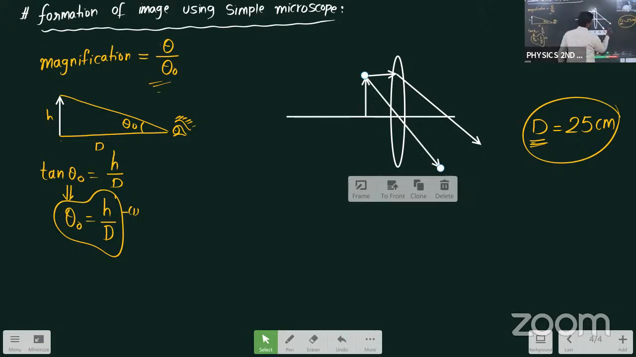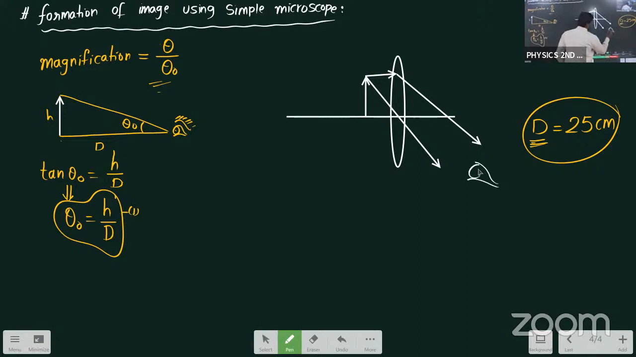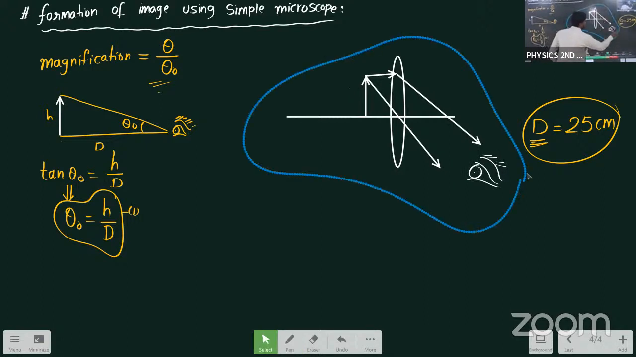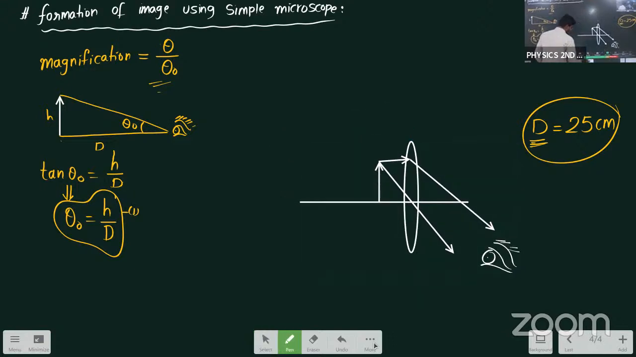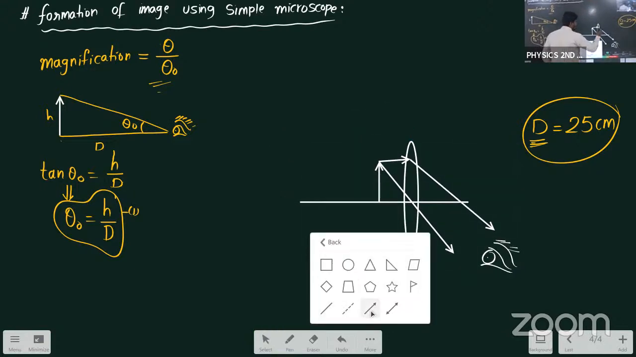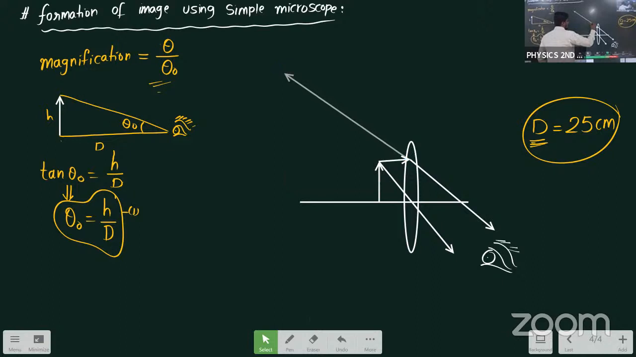Now I am trying to see the image. What will I observe? I will observe that the light is coming from somewhere here. Let me move this diagram. If I try to see the image, I will observe that the light rays are coming from somewhere here, something like this.